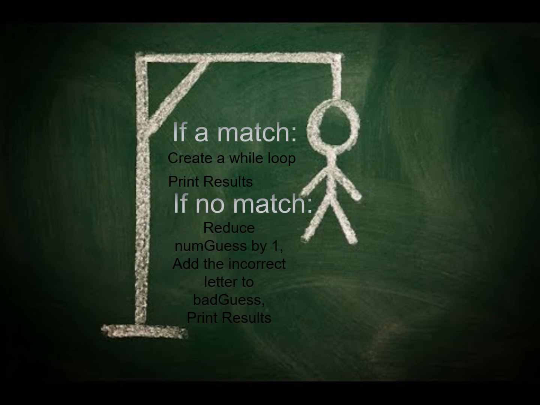If the letter does not match a letter in the word, we reduce num guess by 1 and add the incorrect letter to bad guess to display to help the user remember what they already guessed. The results are printed and the game loops back over, asking the user for another letter to guess.